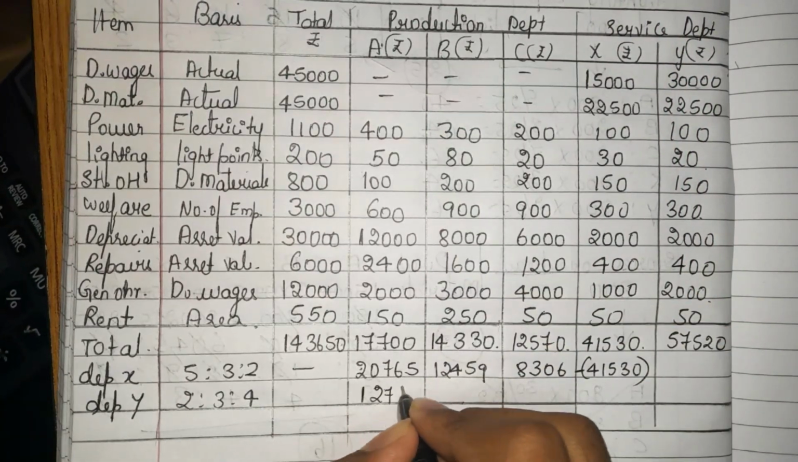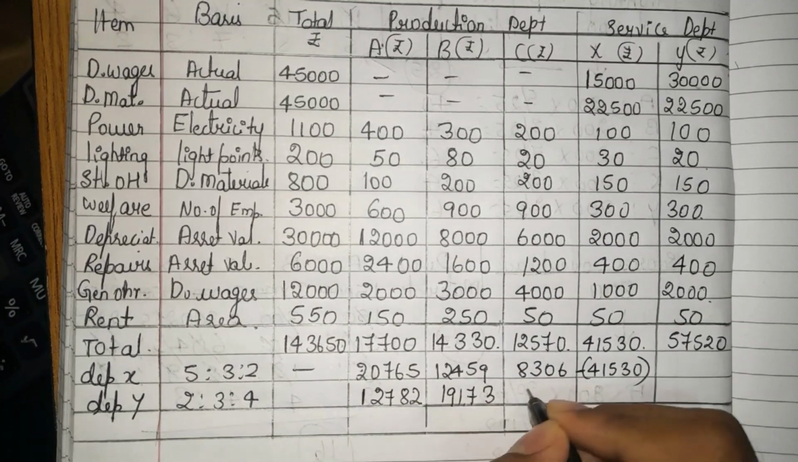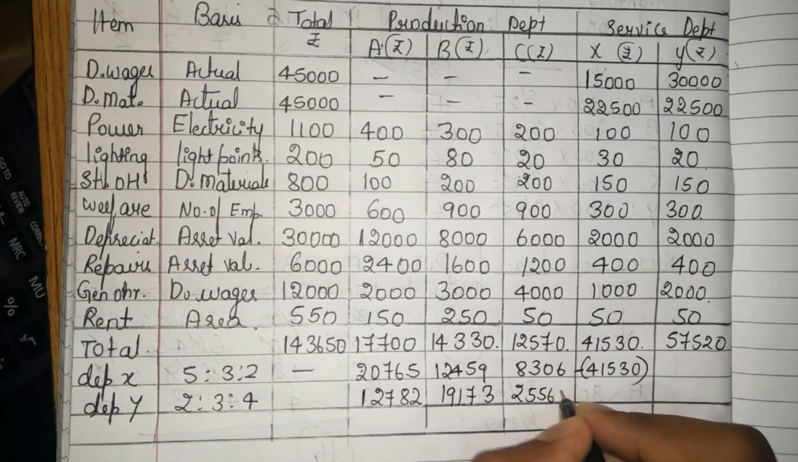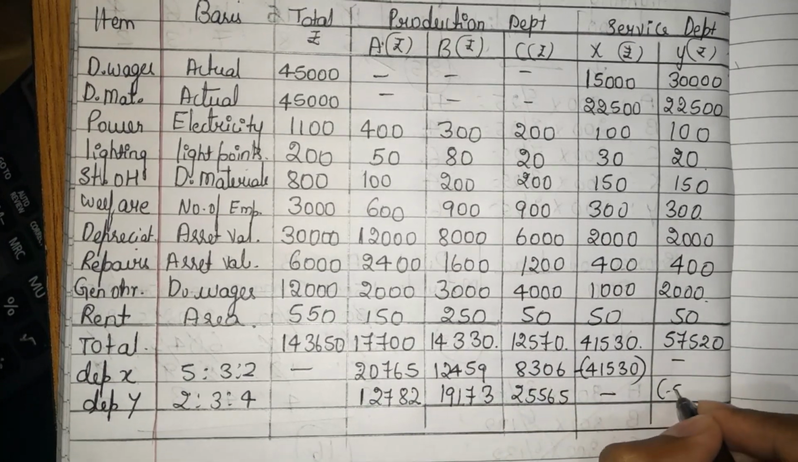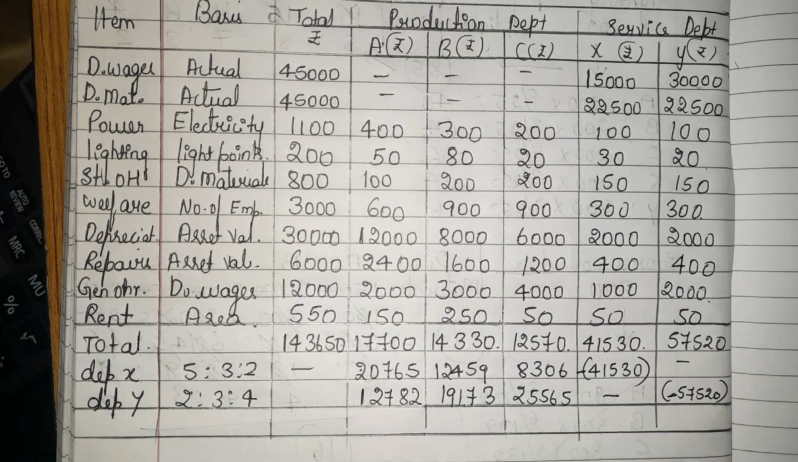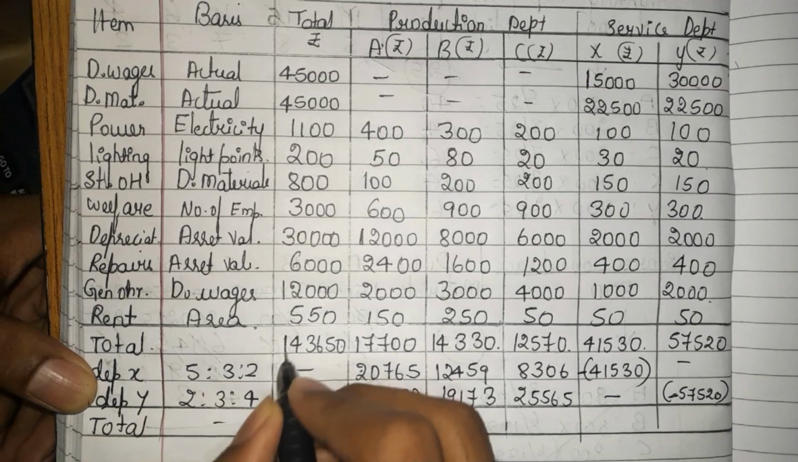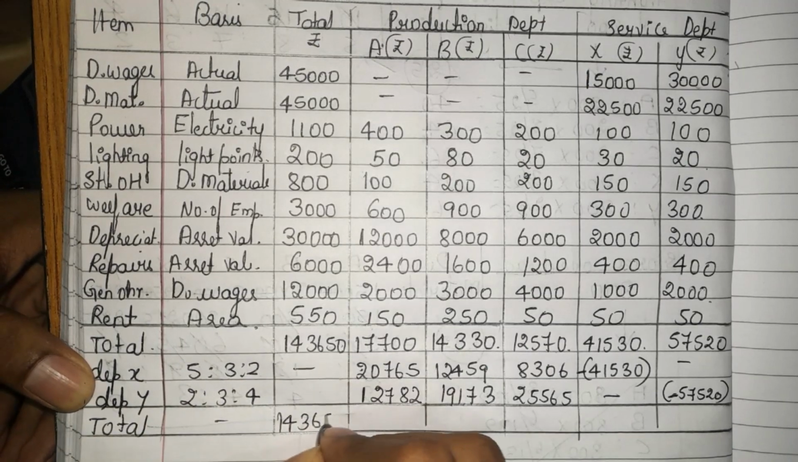So 12,782 and 19,173 and 25,565. Here we are minusing 57,520. So now we will get a grand total. So there is no change in our grand total. This will remain as it is.